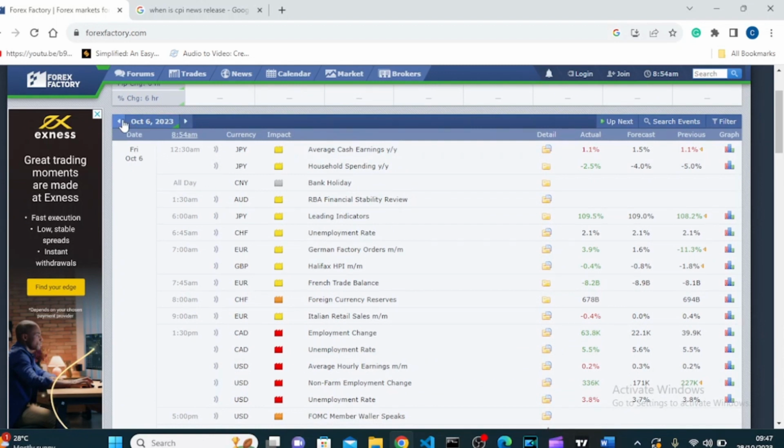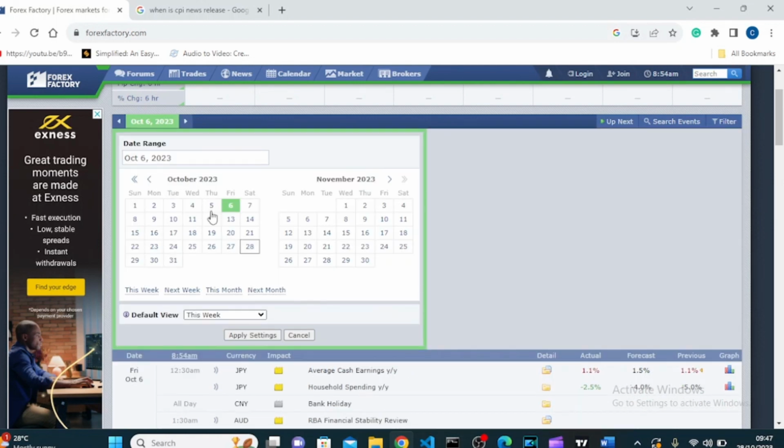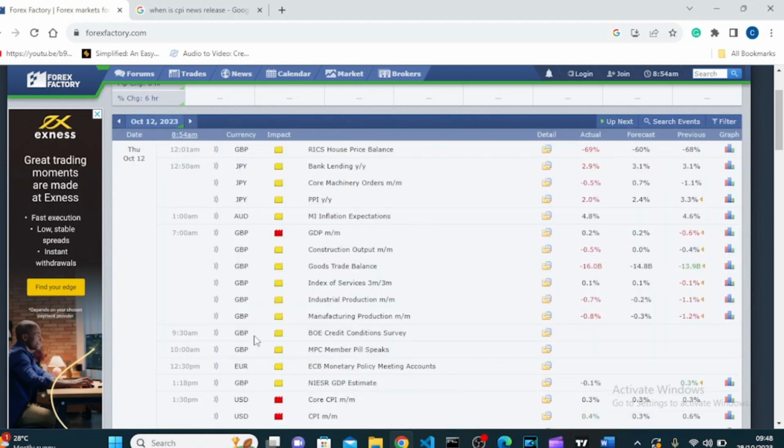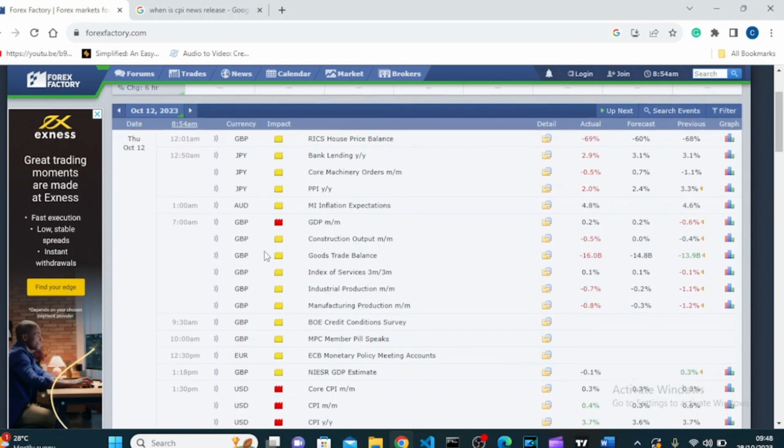If you want to go back, you click here. If you want to go forward, you click here. But if you have a particular date in mind that you want to check out, you click here. It will bring this out for you. We are looking at 12, so we click on 12 and click on apply settings. So you can see it has brought us to the 12th of October, which is on a Thursday.